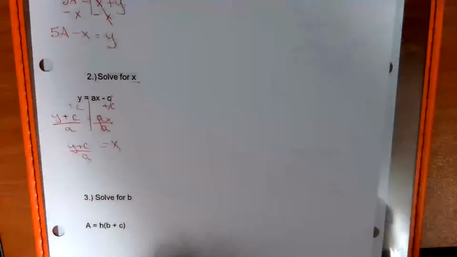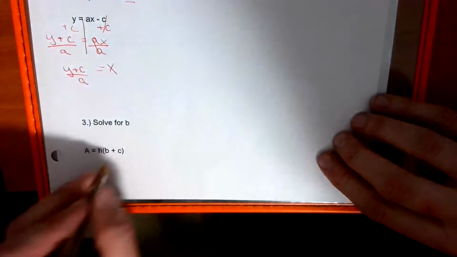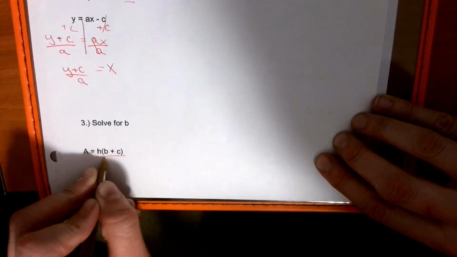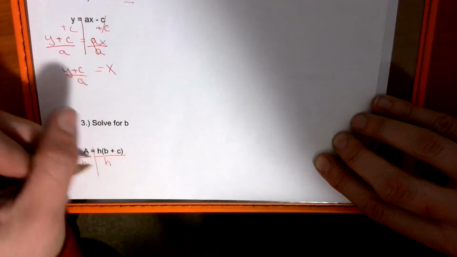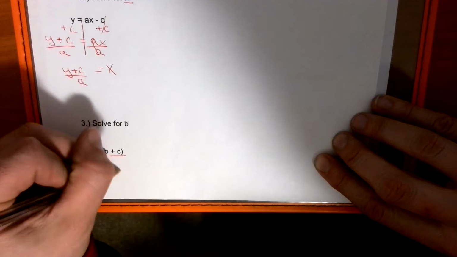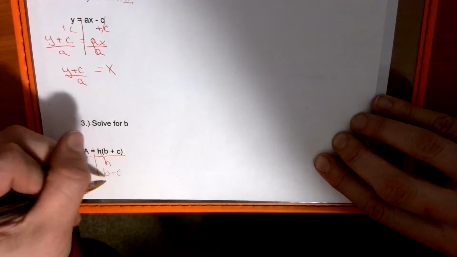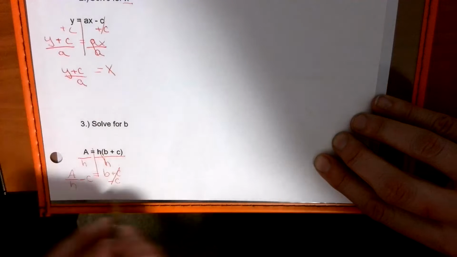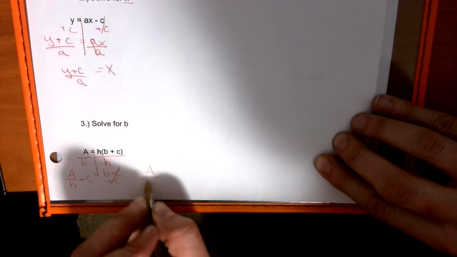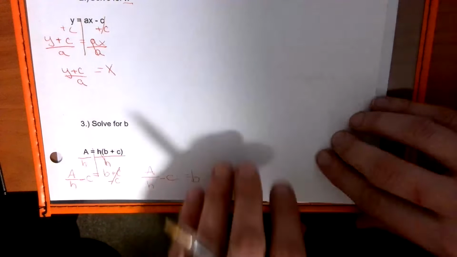Just like that. Moving on to the bottom one. We've got to solve for b. The first thing we're going to do is get rid of this h. We're going to divide it out because it's being multiplied. So we have b plus c equals a over h. And we have to get that b by itself, so we're going to subtract out the c. So we have a over h minus c equals b. All right, not too shabby so far.